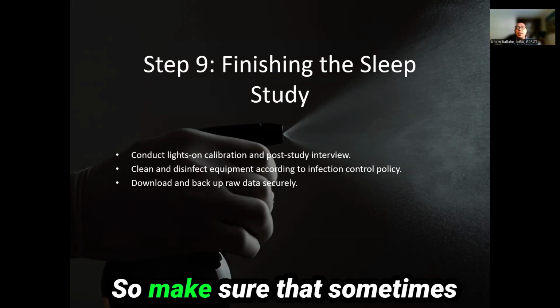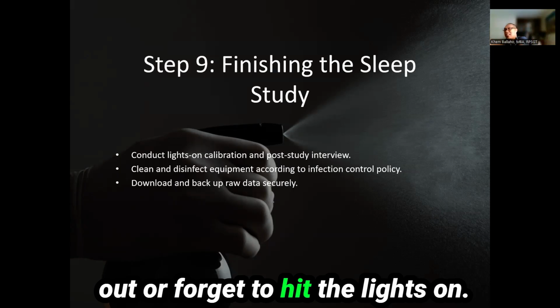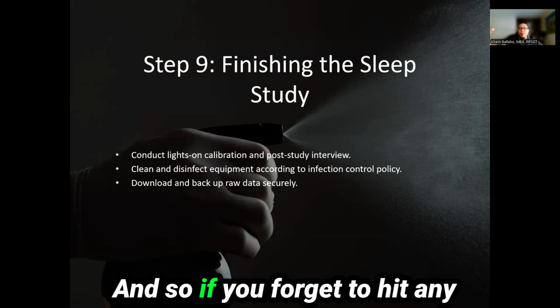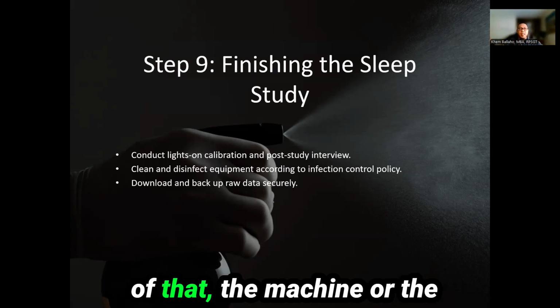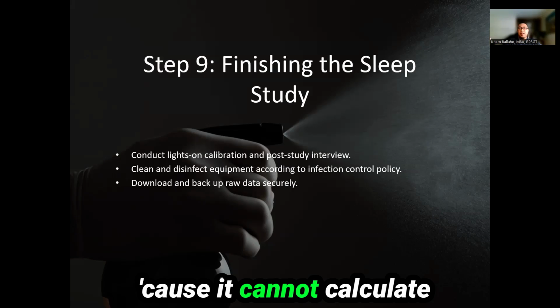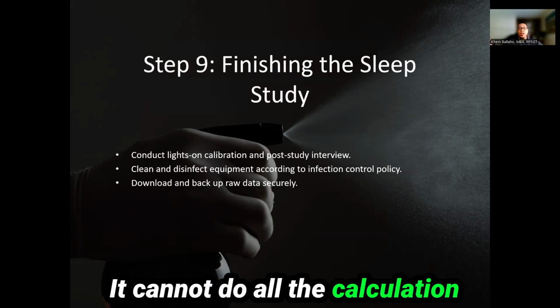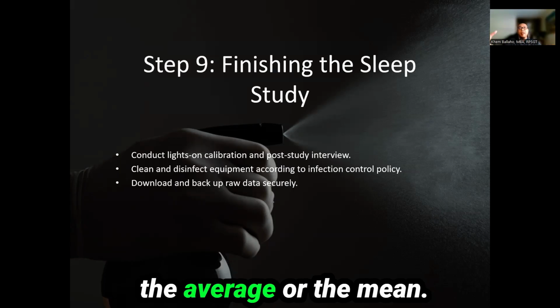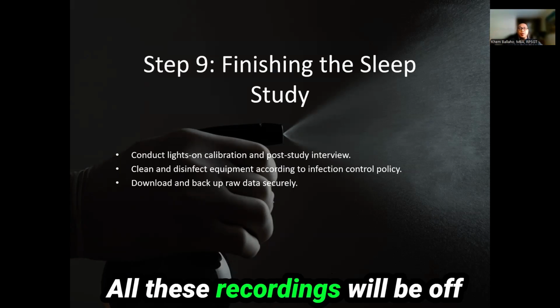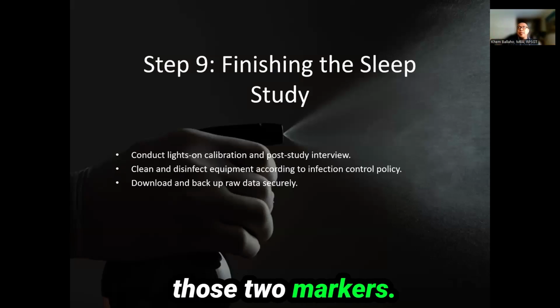Okay? So make sure that sometimes they forget to hit either the lights out or forget to hit the lights on. And so if you forget to hit any of that, the machine or the computer will have a wrong report because it cannot calculate appropriately, right? It cannot do all the calculation of the apnea-hypopnea index, the average or the mean. All these recordings will be off because of not having the lights on. You have to have those two markers.